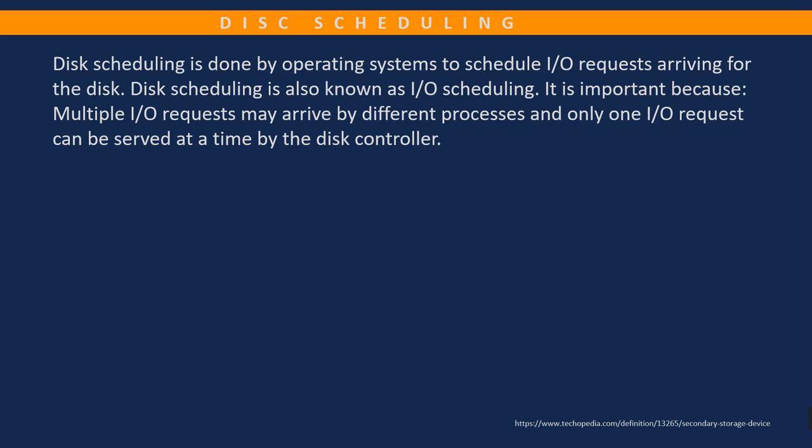This scheduling is done by operating systems to schedule I/O requests arriving for the disk. This scheduling is also known as I/O scheduling. It is important because multiple I/O requests may arrive by different processes, and only one I/O request can be served at a time by the disk controller.